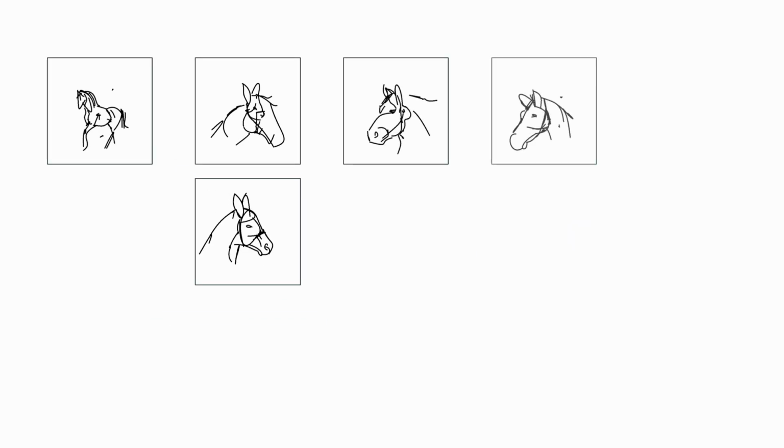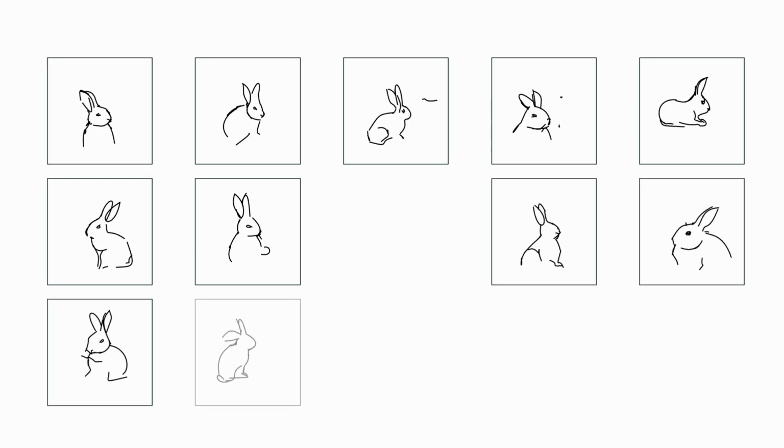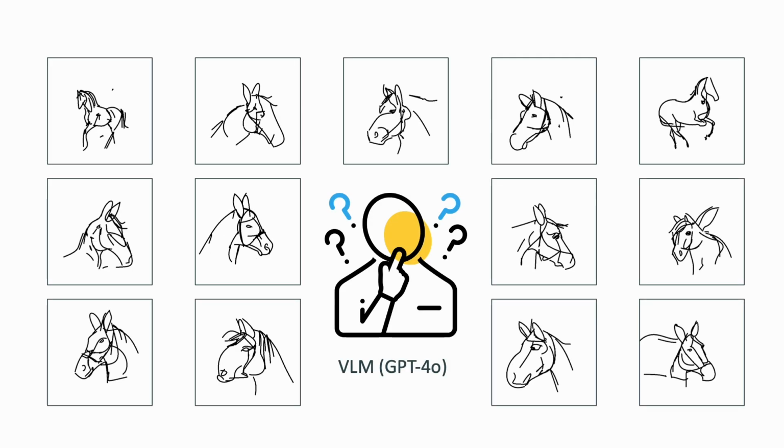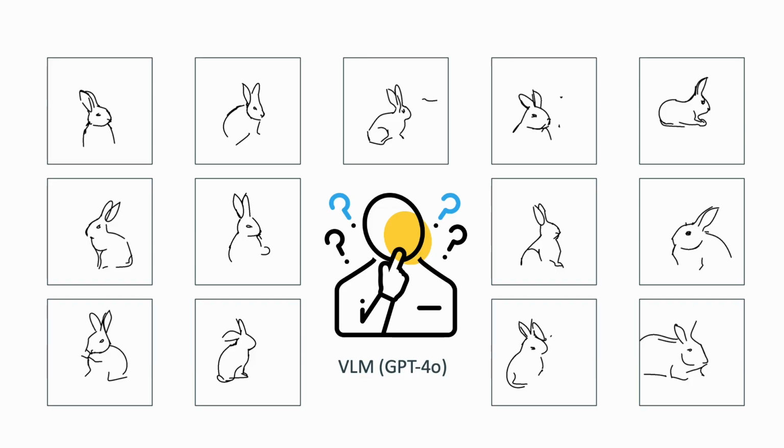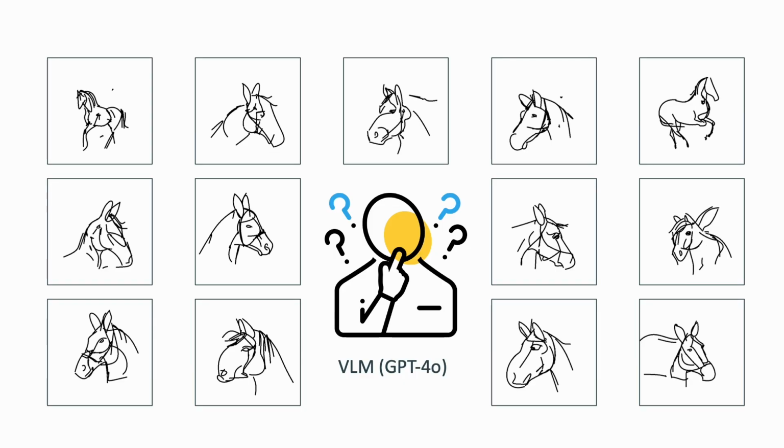And of course, even for the same pair of prompts, there are many possible ways to draw the illusion. So rather than picking the best one by hand, we use a visual language model to find the best one automatically.